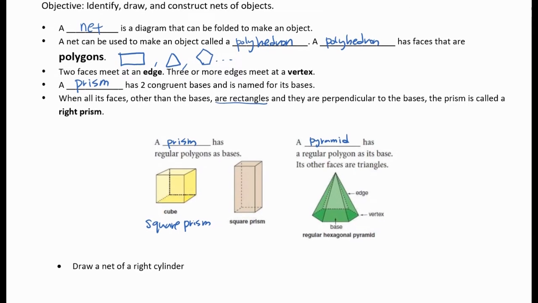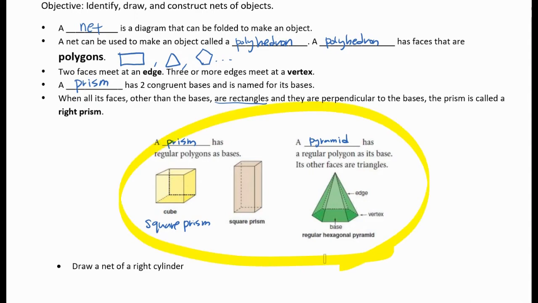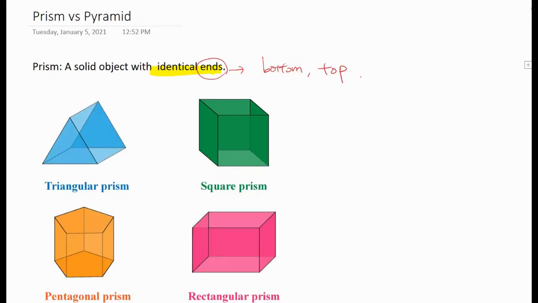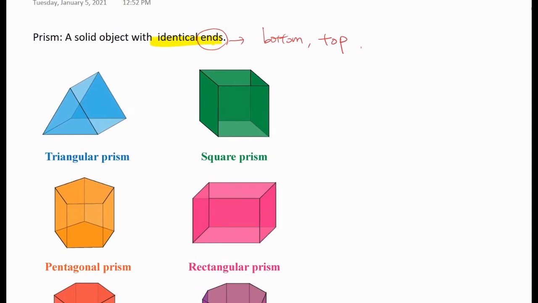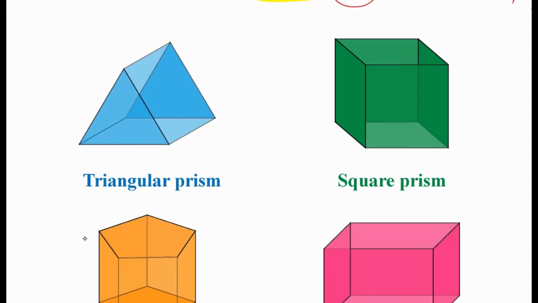So before we move on, I'm going to talk more about prism and pyramid, right? So I want you to look at this. A prism is a solid object with identical ends. So ends is basically bottom and top, okay? If you look at this, it is a triangular prism because the bottom is sideways, right? If you think this is a bottom and this is a top, they're facing each other and they are identical. So this is called a triangular prism. Okay, so you can just put it on its side.